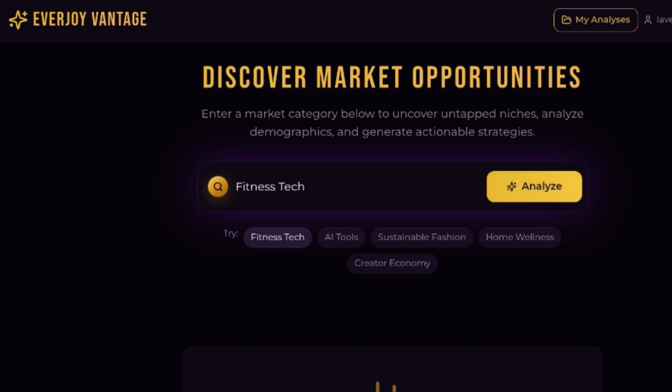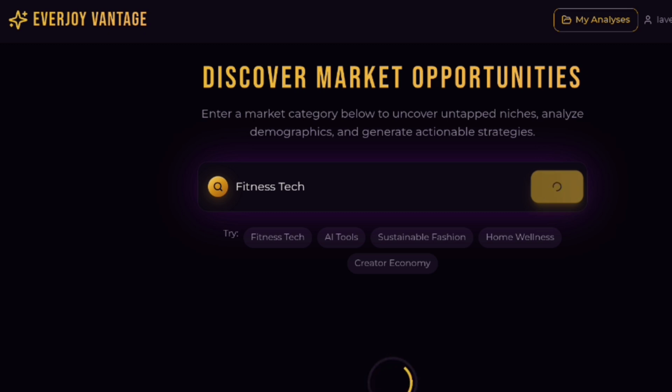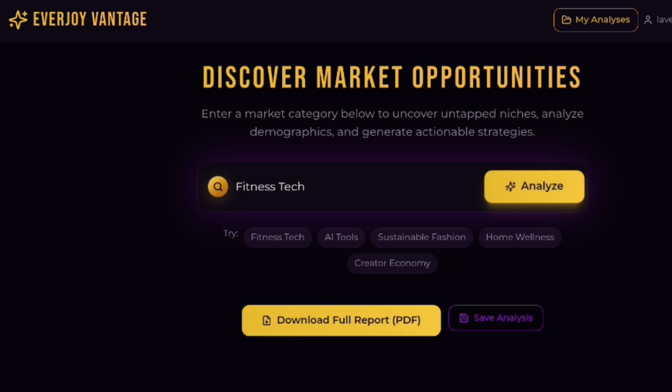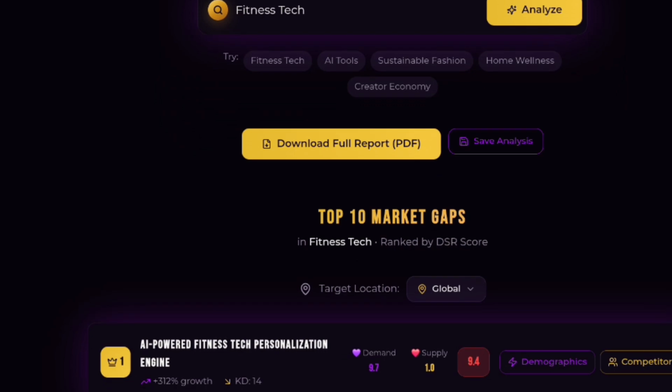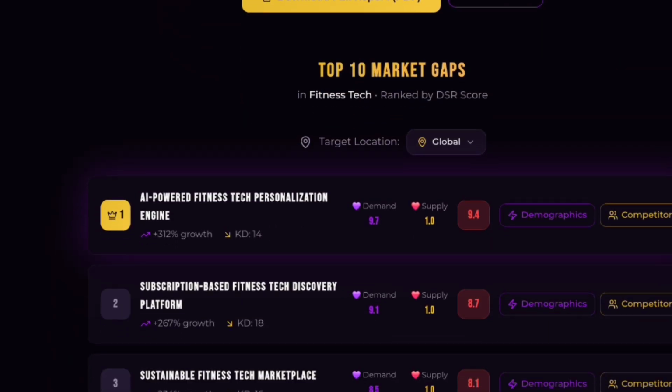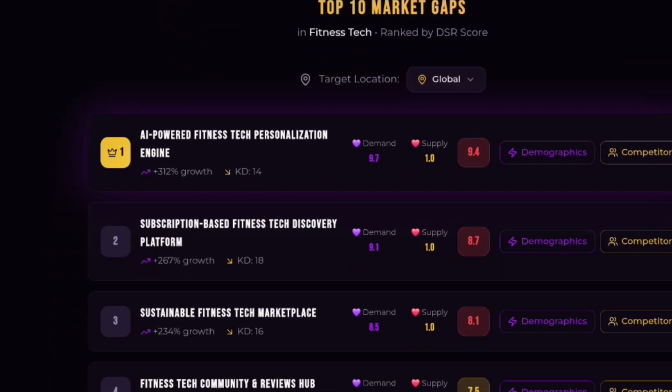So now that you've come to this page, we can discover the market gap opportunities. We can plug in fitness tech and analyze it, for instance, as an example. And here we have the top 10 market gaps in fitness ranked by DSR score. That's the score I was explaining to you, the demand and supply rating. You can even download the full report as a PDF, or you can save the analysis. And here as an example is AI-powered fitness tech personalization. You can see there's rapid growth with this sort of personalization when it comes to fitness and tech.